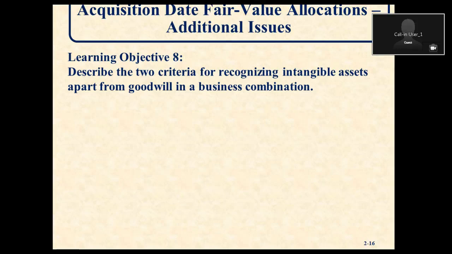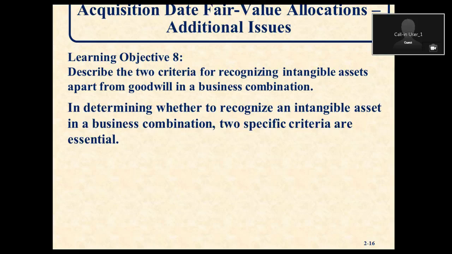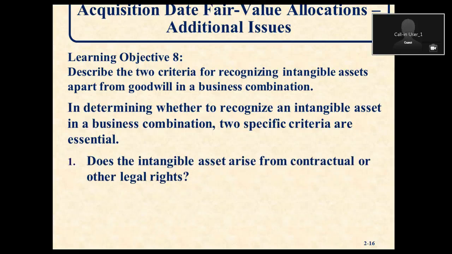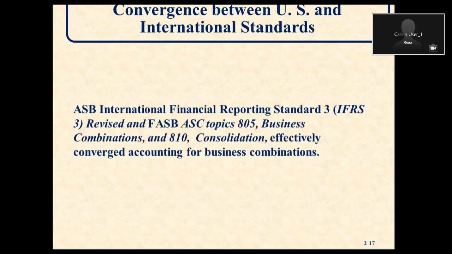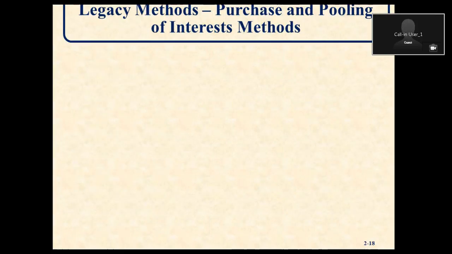Now, when we've got a consolidation and there may be intangible assets, not the goodwill aspect, but intangibles, we have to decide how to record that intangible. Generally speaking, with intangibles, they have to be purchased in order to show them on the books. And the criteria that are going to be met in this is, does that intangible asset come from a legal or contractual right? And can we sell, is it possible to sell that intangible asset separately from the company? So another piece to look at. I'm not going to spend any time worrying about the international standards versus GAAP.